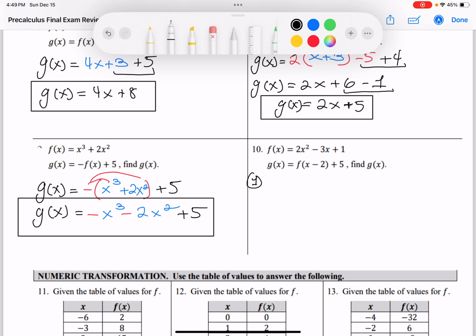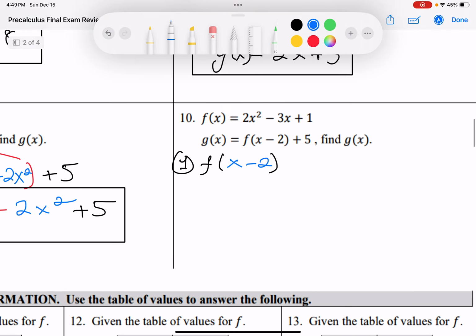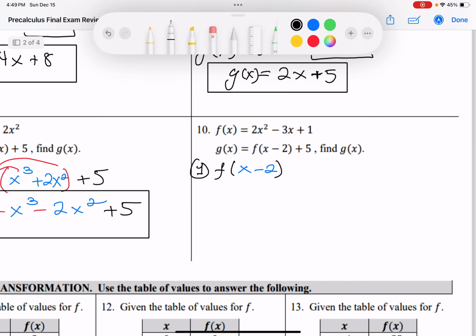So first, let's find f of x minus 2. And we're going to actually write that in blue, because we already know what f of x is. f of x is 2x squared minus 3x plus 1. But instead of putting x in this case, we're going to put x minus 2 inside the parentheses.